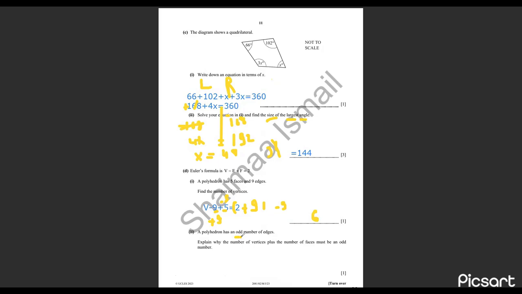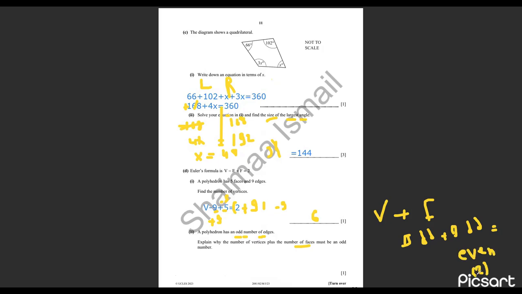A polyhedron has an odd number of edges. Explain why the number of vertices plus the number of faces must be odd. So the number of vertices plus the faces must be an odd number. Simply, odd plus odd equal to even. Remember, 1 and 3 is equal to 4. 3 and 5 here equal to 8. Any two odd numbers, odd plus odd equal to even, and we have a final answer of 2. So we must have a final answer of even number.